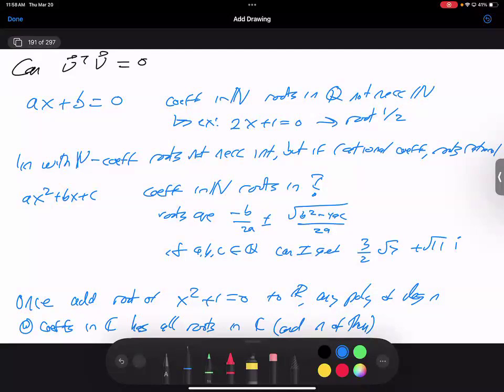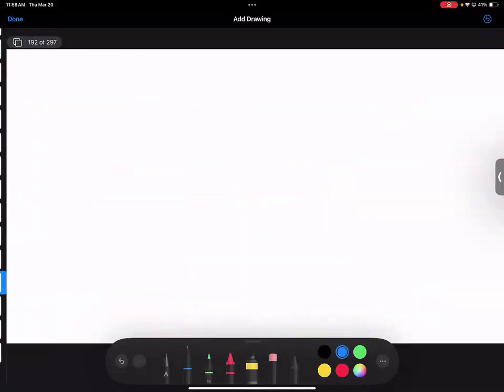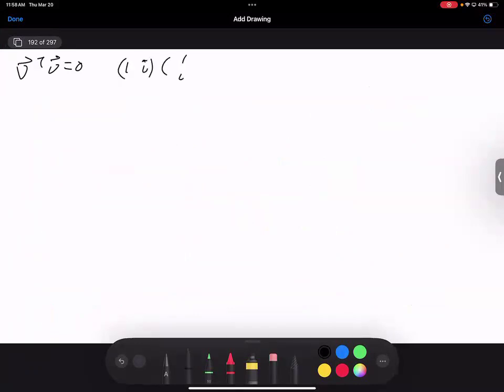So could B transpose B be 0? Can you give me a vector V such that V transpose V equals 0? 1, i or i, 1. So let's do 1, i. There's going to be 1 squared plus i squared, which is 0. So it is possible, and this is why we take the complex conjugate.